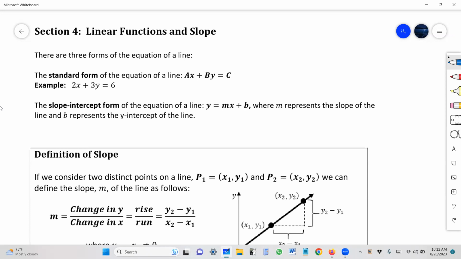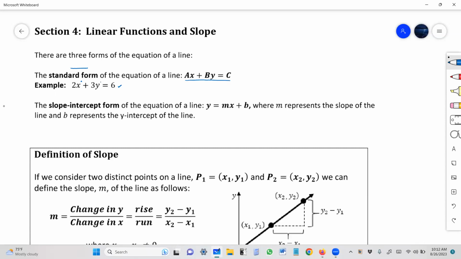Now, there are different forms of the equation of a line. So here you can see the standard form of the line looks like this. And here's an example where A, B, and C are just any numbers, usually integers, to make things easier for students, but they could be any number. So for example, 2x plus 3y equals 6 is a linear function. The reason it's a linear function is the variable x and the variable y has only an exponent of 1.